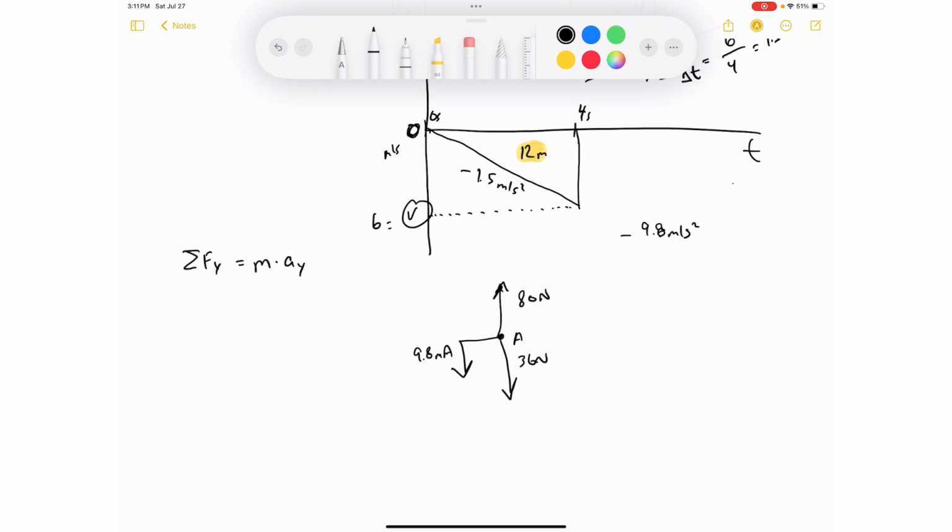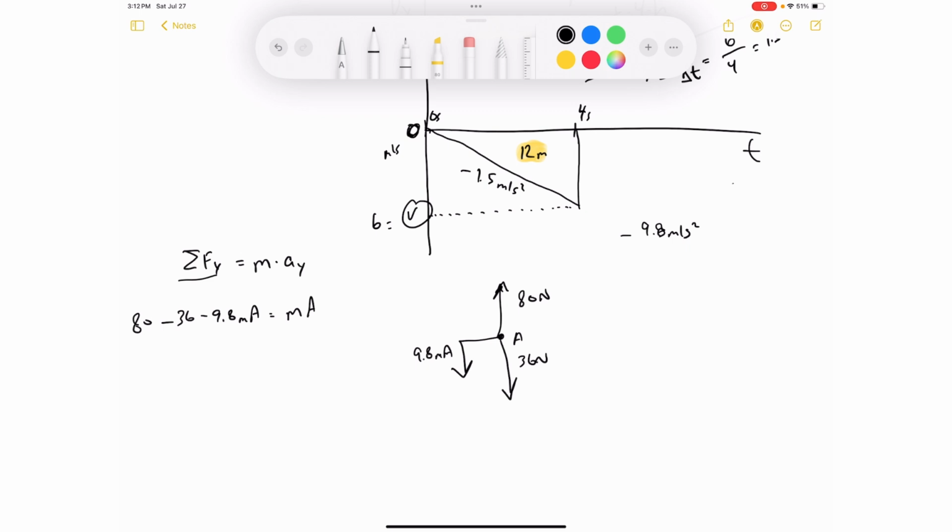Okay, so let's do that, where it says sum of the forces in Y. So that's 80 minus, so 80 is going up, and then we have minus 36 minus 9.8 MA. So the 36 is the tension, and then the negative 9.8 MA, that is the weight. And that equals the mass, which I don't know. We'll call it MA.